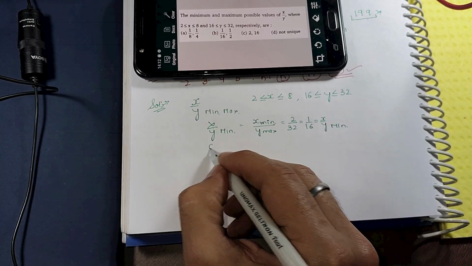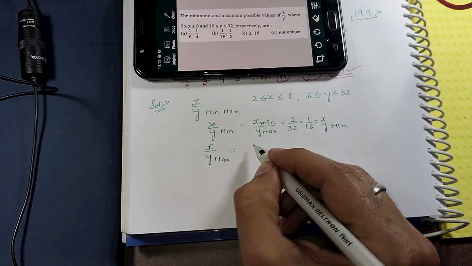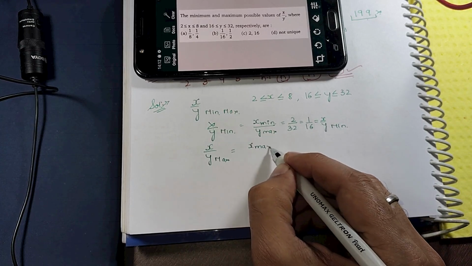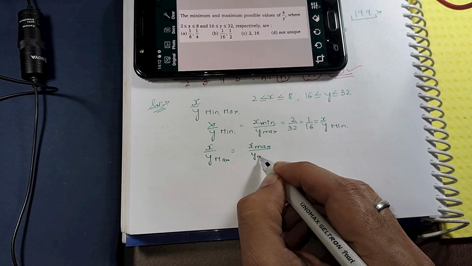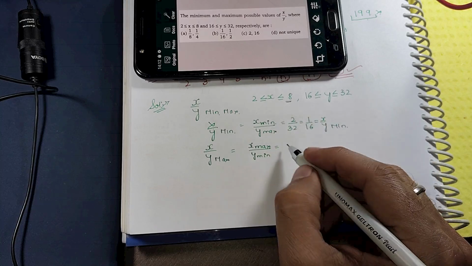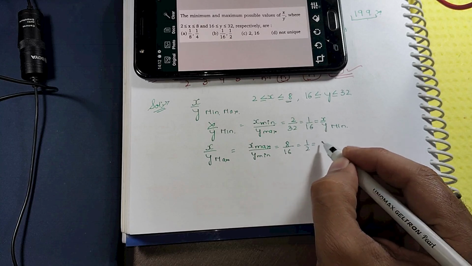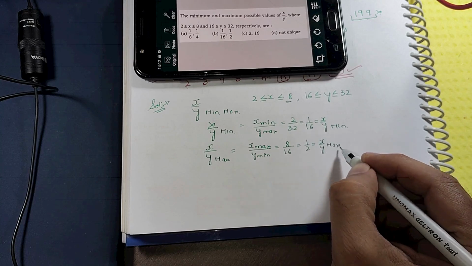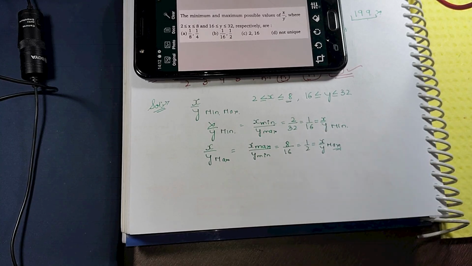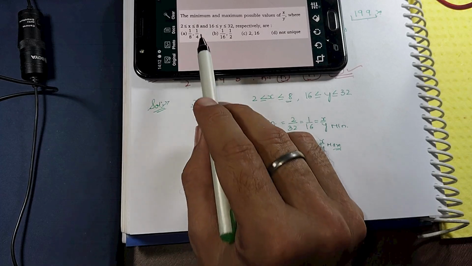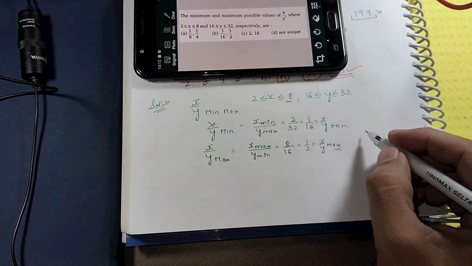Now for the x by y maximum value, the numerator has to be maximum and the denominator has to be minimum. The maximum value of x is 8 and the minimum value of y is 16, so this will be 1 by 2. So this is the value of x by y maximum, right? Now from the options, the first is the minimum value, so option B is the right option.